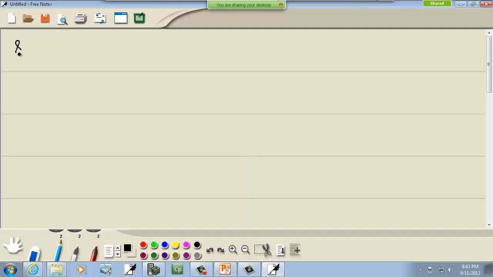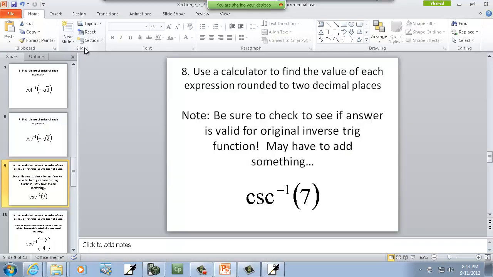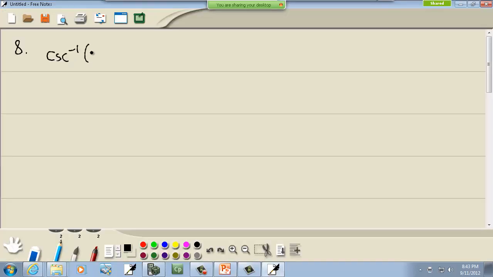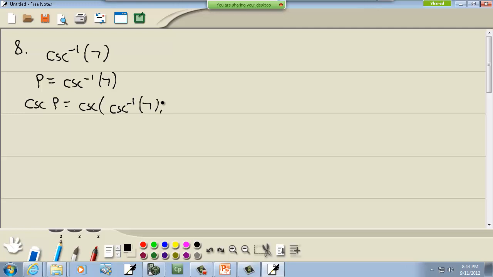This next one's a calculator-based one. We've got inverse cosecant of 7. Well, we don't know what this one is, so we'll set it equal to a variable p. Then we'll take cosecant of both sides. So we've got cosecant p is equal to cosecant of inverse cosecant of 7. So cosecant p is equal to 7. Those cancel each other out.